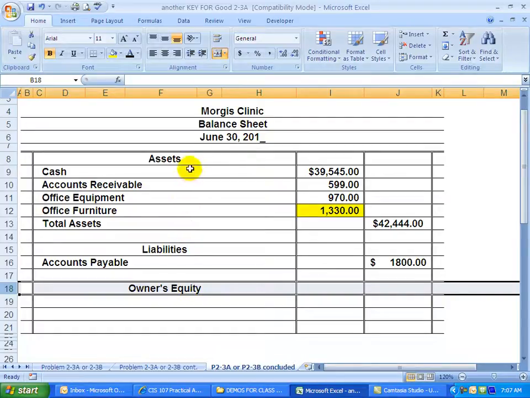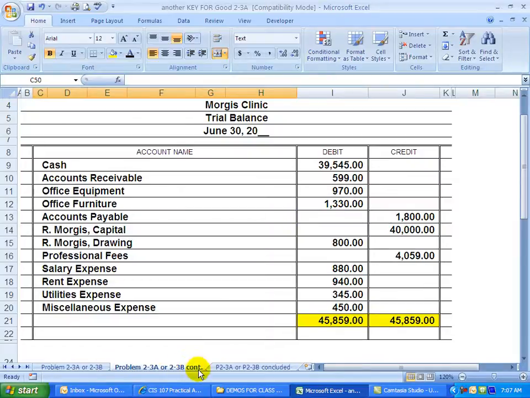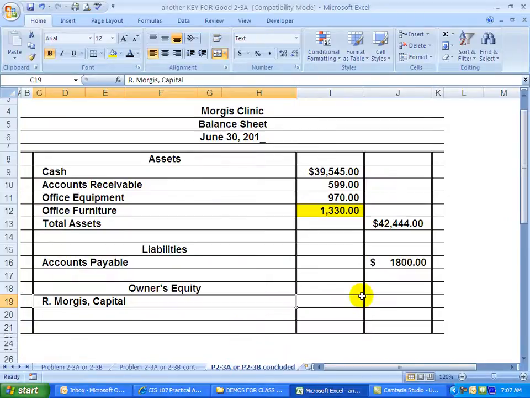Remember the fundamental accounting equation: assets equal the liabilities plus the owner's equity. Well, the name of the capital account goes next. So the name of the capital account is R. Morgus Capital. It doesn't have a date or anything after it. Now, where we get this is from the statement of owner's equity. So if you go back and look at your statement of owner's equity, see right here the green figure is what the ending capital balance is. That's our new capital balance. So that's what's going to go right here.